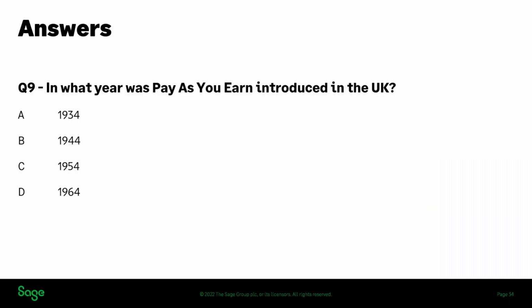Okay, so I've triple checked this one, and the answer is 1944. So a little bit before our time, Calvin. So it's nearly 80 years ago, if my maths is correct, when pay as you earn was first introduced into the UK.